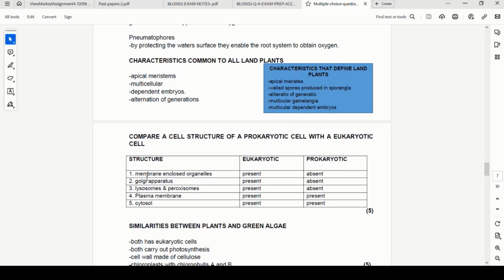And then you have to know that there was a question like this: membrane-enclosed organelles are present in eukaryotic cells, but absent in prokaryotic. Golgi apparatus is present in eukaryotes, but absent in prokaryotic. Lysosome and peroxisome, they are present in what? In eukaryotic, but they are absent in prokaryotic. And you're going to have to check the ones which are common to both. Plasma membrane is in both eukaryotic and prokaryotic.